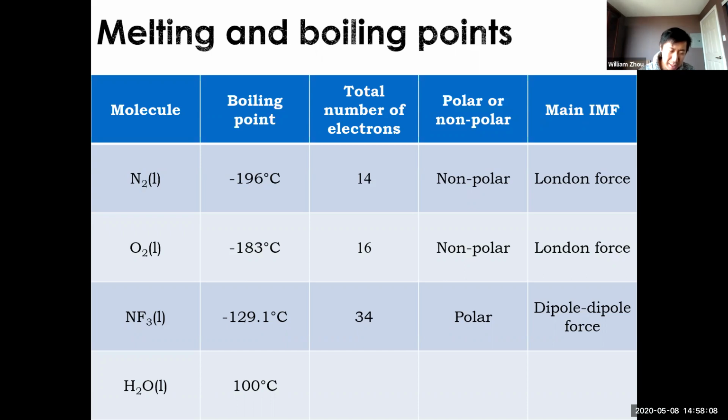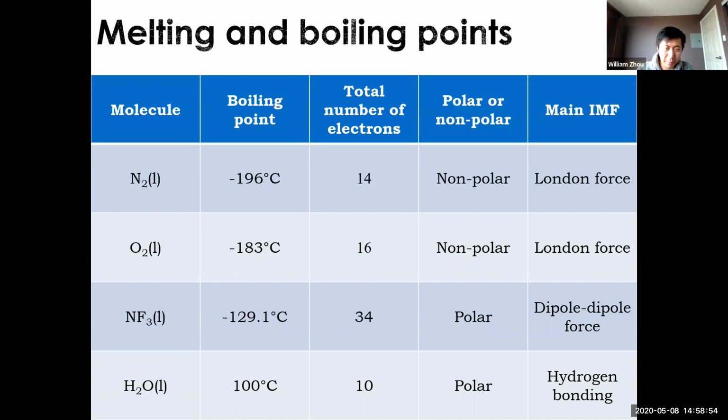Now, water has a ridiculous 100 degrees Celsius. All of these things above have negative boiling point. Most gases do. But water, being a tiny molecule just like the other guys, is special. It has only 10 electrons, so the London force is not the answer here. This is polar. But water can exhibit hydrogen bonding, and hydrogen bonding is a lot stronger than a normal dipole-dipole force. And because of the strength of the hydrogen bond that water has, it has a ridiculously high boiling point.